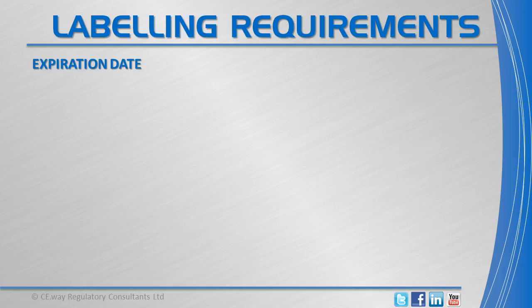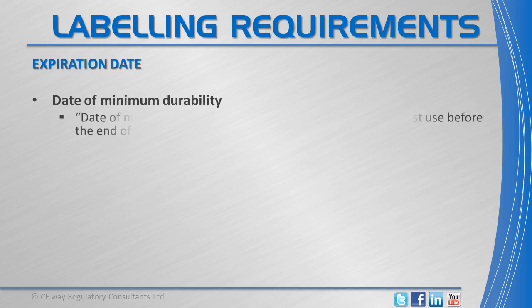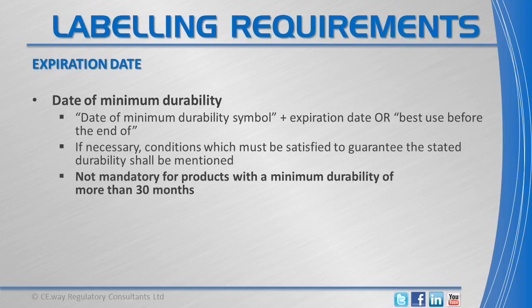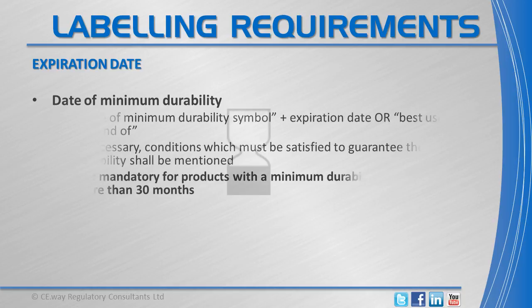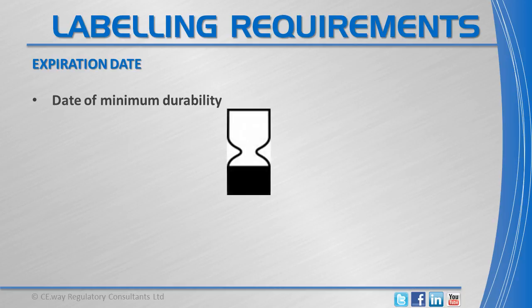The expiration date of the product can be expressed in two different ways. The first is called date of minimum durability, and it can be expressed by showing the relevant symbol and the date consisting of the month and year, or the day, month and year. Instead of the symbol, the words best use before the end of can also be used. If necessary, this information shall be supplemented by an indication of the conditions which must be satisfied to guarantee the stated durability. Indication of the date of minimum durability is not mandatory for cosmetic products with a minimum durability of more than 30 months. Here you can see the symbol for the date of minimum durability.